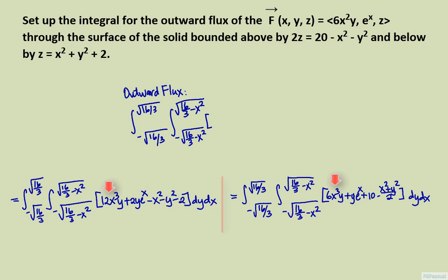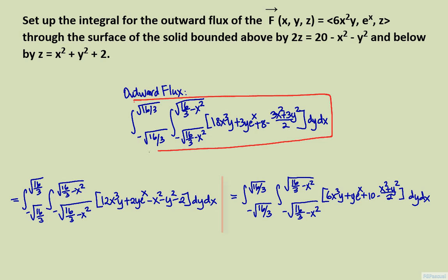We combine these two terms, and we get 18x cubed y. Then we combine these two terms, and we get 3y times e to the x power. 10 minus 2 is equal to 8. Combining the terms with x squared and y squared, we get negative of the fraction 3x squared plus 3y squared all over 2. As an exercise, the viewer can check that the value of this integral is equal to 64 pi over 3.